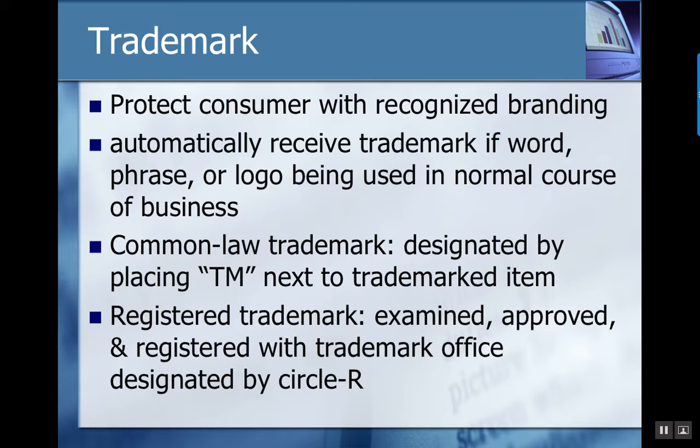Now there's also a registered trademark, which is basically a formal submission of an application. It's examined, approved, and registered with the trademark office, and that has a little bit of a different designation. A registered trademark uses a circle R as opposed to the TM. So that's the difference between those two.